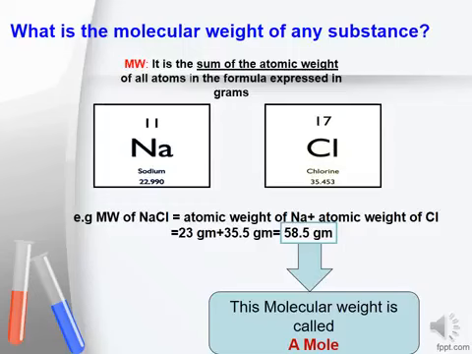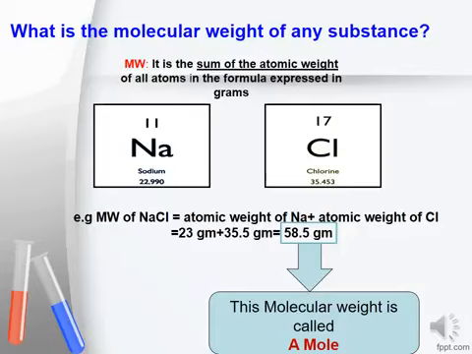First, before talking about molarity, what is meant by the molecular weight of any substance? Molecular weight of any substance means the sum of the atomic weight of all atoms present in the formula. For example, I have a substance which is sodium chloride. What is the molecular weight of sodium chloride? To get the molecular weight of sodium chloride, I am going to get the sum of the atomic weight of each atom separately. Here for sodium, what is the atomic weight of sodium?